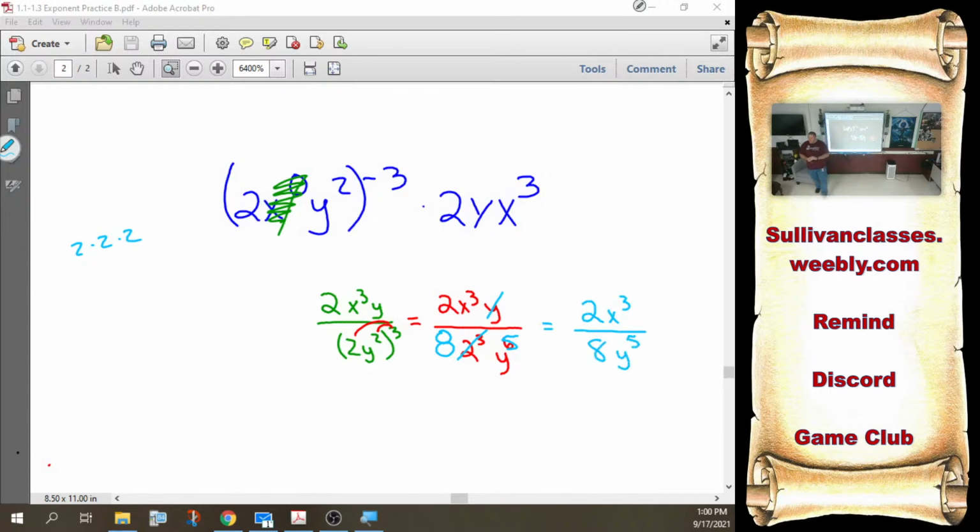I'm done, right? I've only got x's and y's. I still have to simplify. What goes into 2 and 8? 2, right? 2 times 4 makes the 8. That was so random. Okay. You're right. Like 8 divided by 2 is the 4. You're thinking about the answer already.